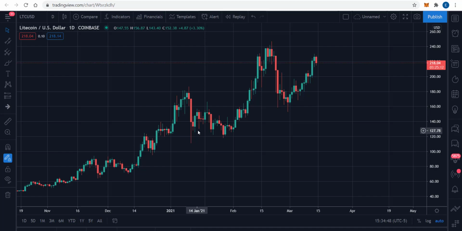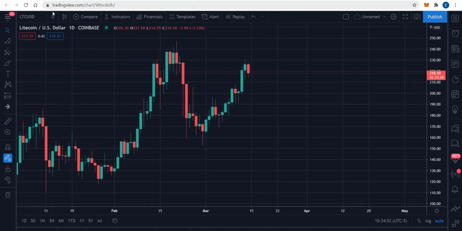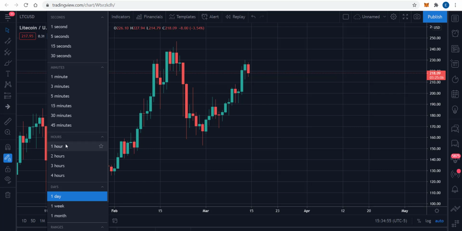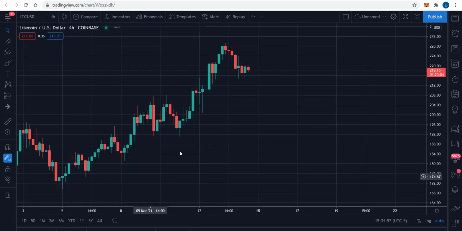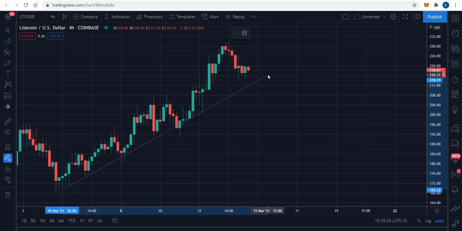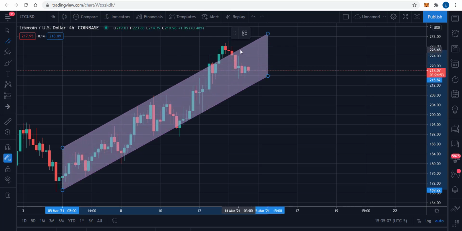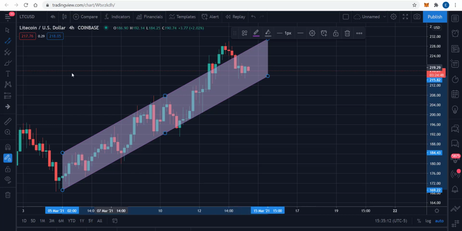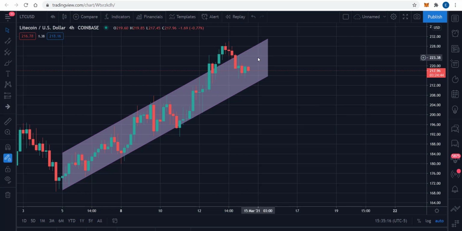Let's take it to a lower time frame, like a 4 hour. I love this right here. This is such a strong little channel that you really just have to say, okay, this is strong right now. And if I were to sell this, I really would be sort of going counter.